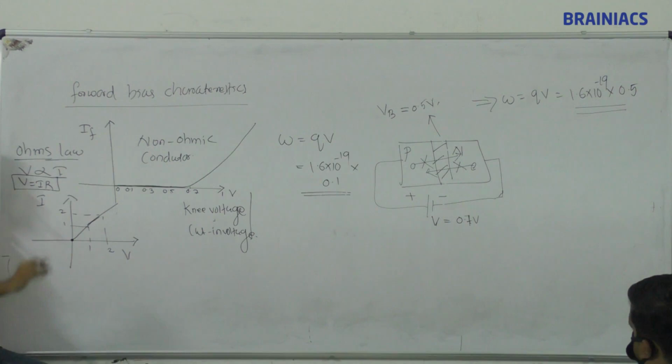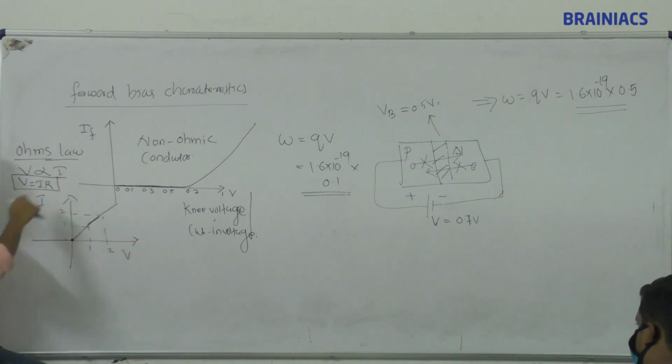Only conductors, that's the Ohm's law definition, at constant temperature. You remember 5 years, 6 years back, at constant temperature for a conductor, voltage is directly proportional to current. Why do they say at constant temperature? When temperature increases, what will happen? Correct. Conductivity will change, right? When temperature increases, resistance increases.